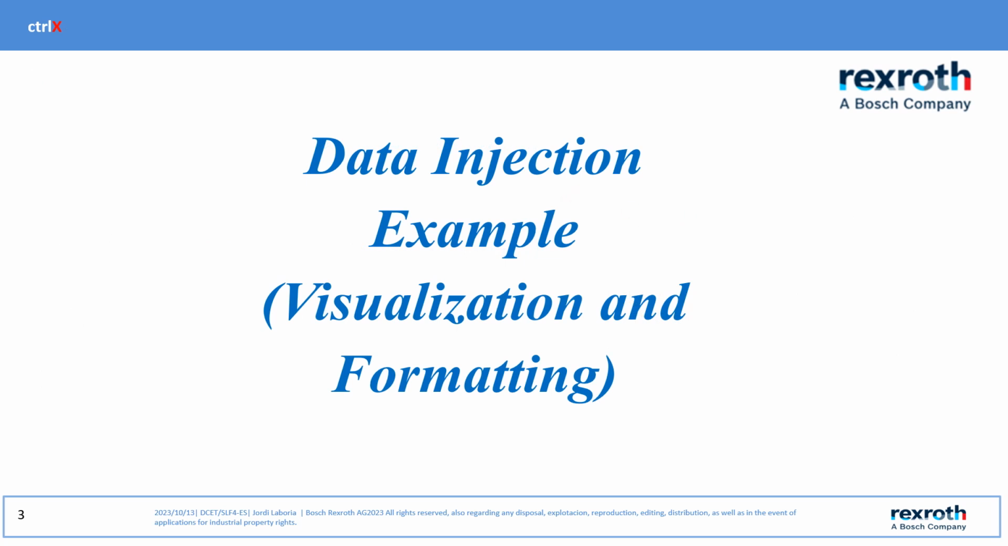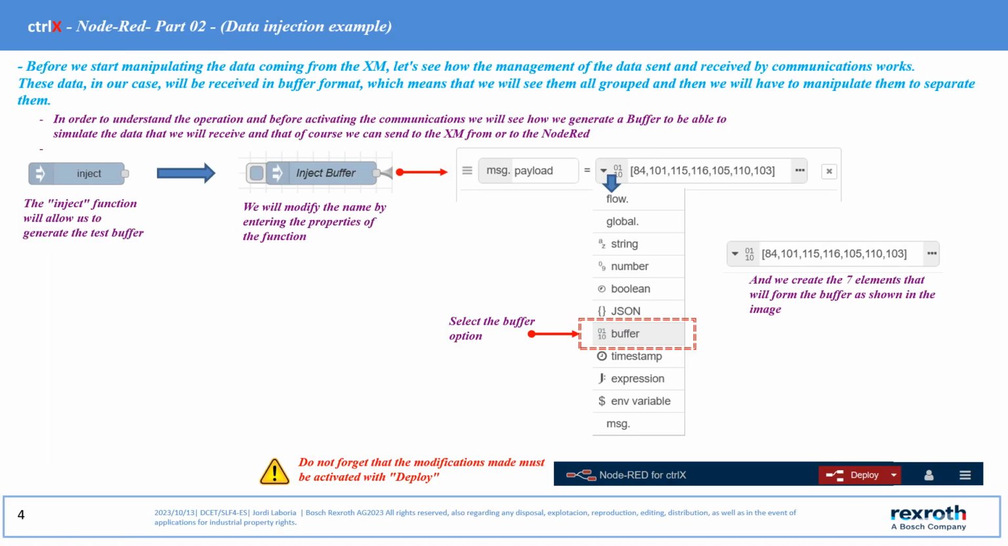Data injection example, visualization and formatting. Before starting with communications, let's see how data management works, at least partially, so that you understand how the system works. This data will be received in buffer format, which means that they will arrive all grouped, and therefore they must be manipulated to separate them.